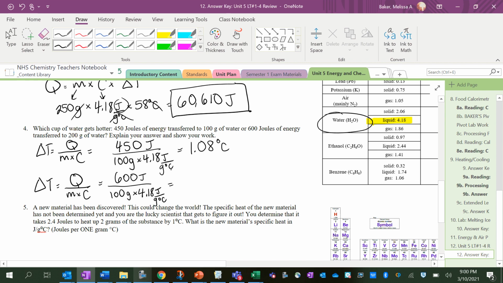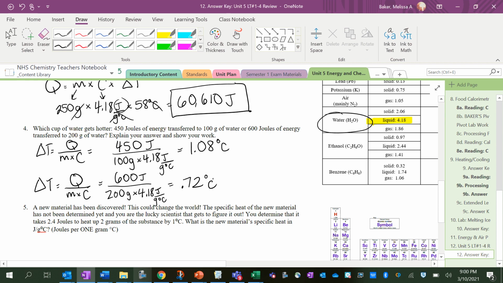And then so we've got 600. Oh, sorry, the mass is 200 in this one. So the bottom is, we're actually dividing by a bigger number, so this is not even going to be close here. So 600 divided by 836. The temperature here will only change by 7.72 degrees Celsius.